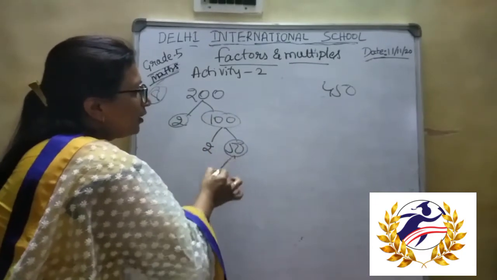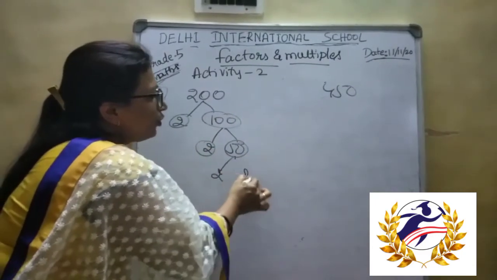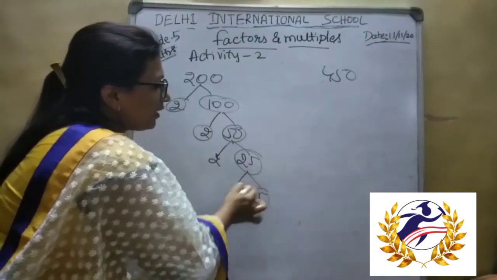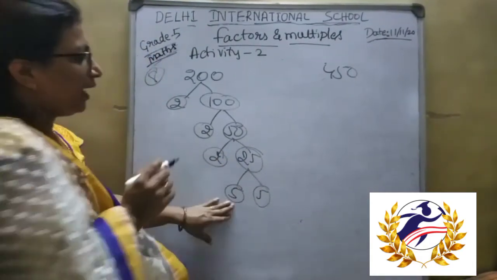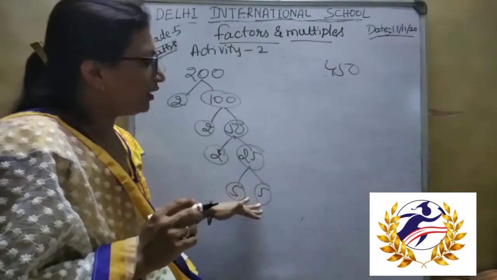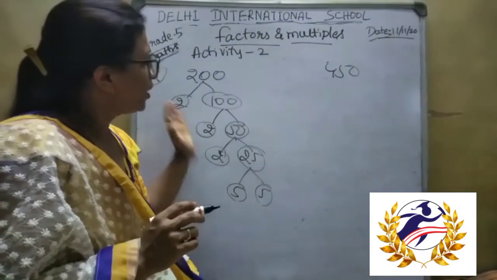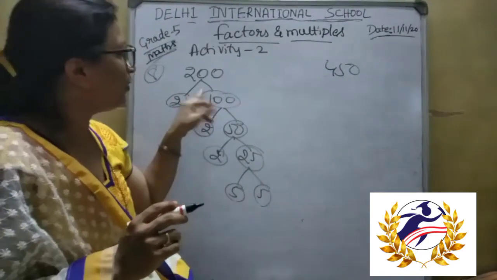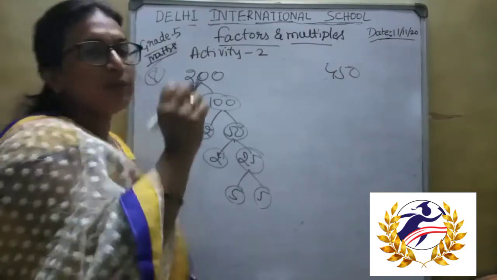If I take 2 100s are 200, then 2 50s are 100, then 2 25s are 50, then 5 5s are 25. Ultimately this is 5 into 5, and we cannot do it further. This is how prime factorization is done with the factor tree method.